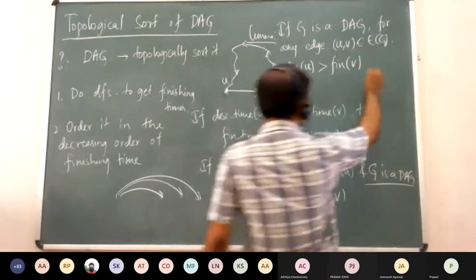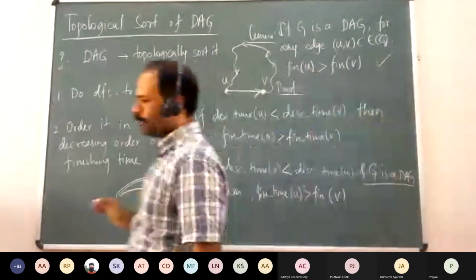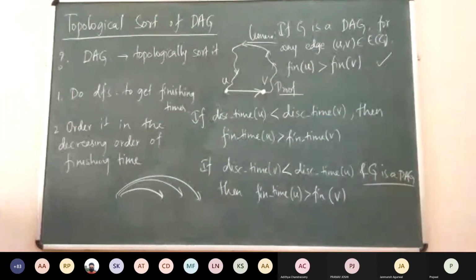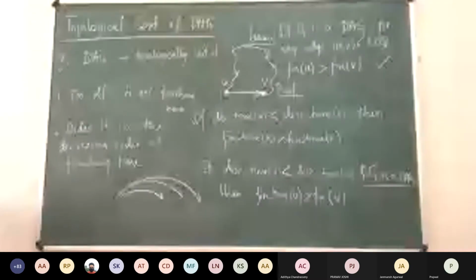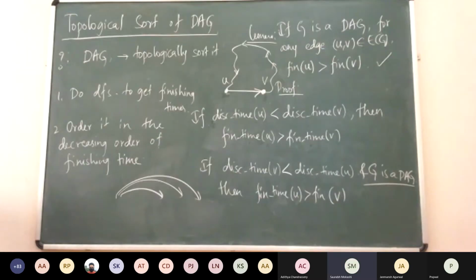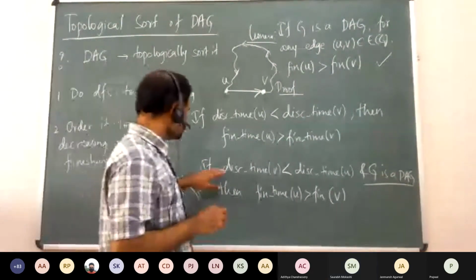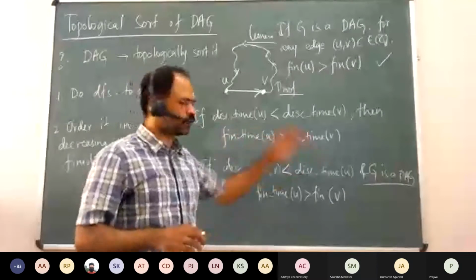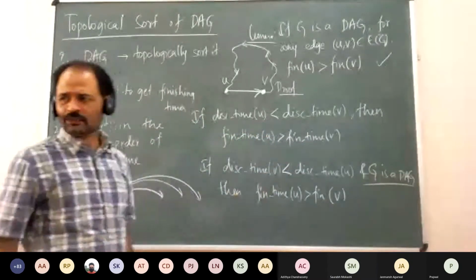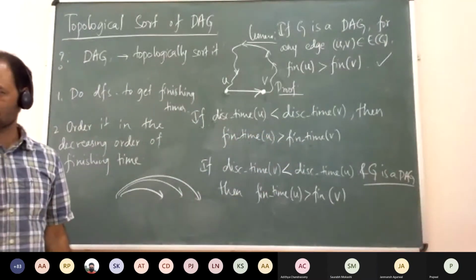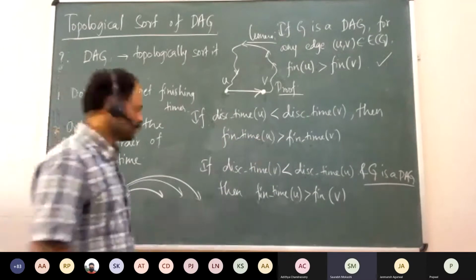So is this property fine? Sir, could you explain the second if part, if discovery of V is less than U? Yeah. Suppose V was discovered before U. Is V and U confusing? No, sir, that's fine.